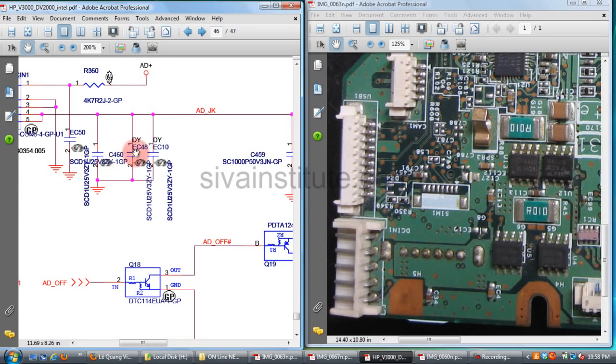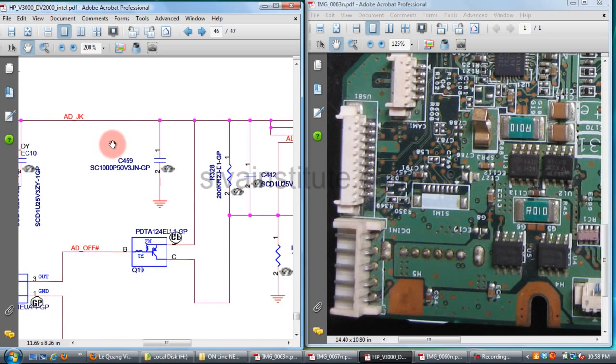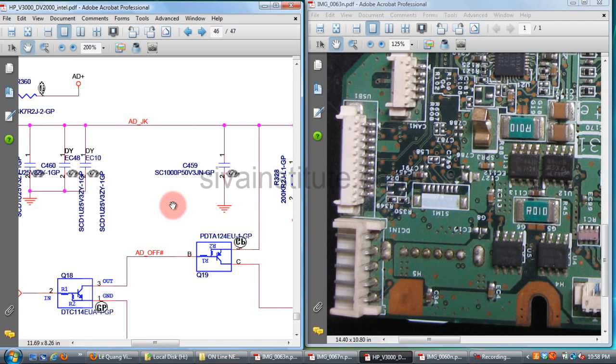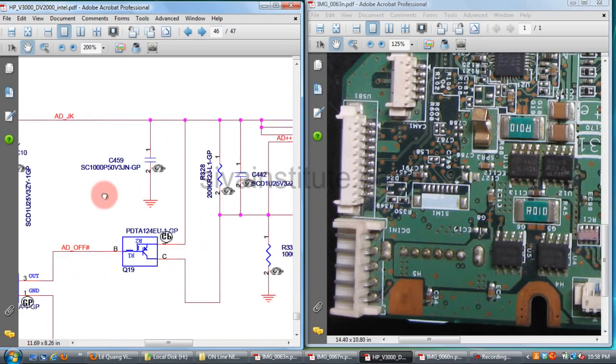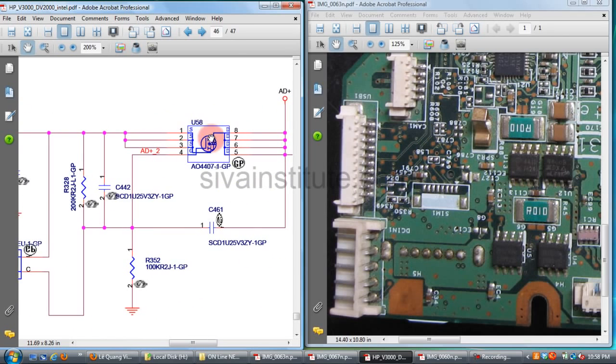If the DC jack is shorted, you should check C460, EC48, EC10 and C459. You should check these four capacitors. We will see U58.